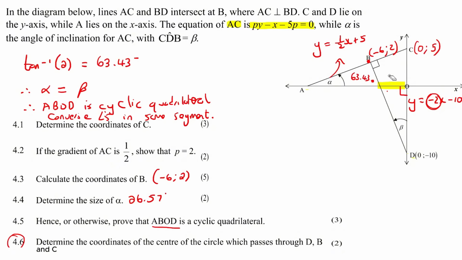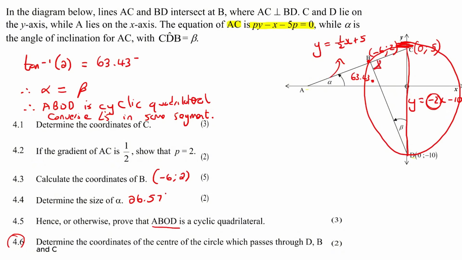And then this last question: determine the coordinates of the center of the circle which passes through D, B, and C. Okay, so there is a circle that is going to go through D, B, and C. Now I'll show you something really interesting. It's going to do something like that. Now immediately, I know that this is the diameter. How do I know that that is the diameter?